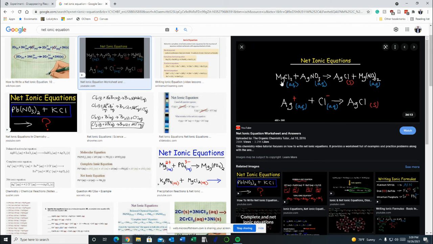You do not need to include magnesium or nitrate. These are called spectator ions, since they don't really form any new solution. They're still aqueous, they just associate with each other, but they don't precipitate and make a product. So all I want to see is this right here, silver ion, silver chloride, obviously replacing with the ions that are actually involved.